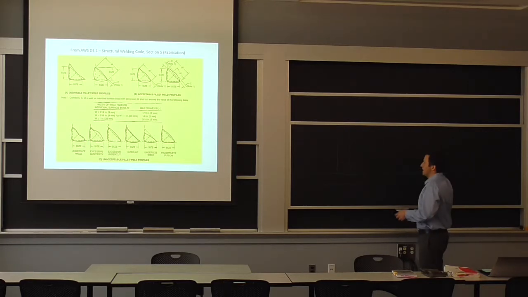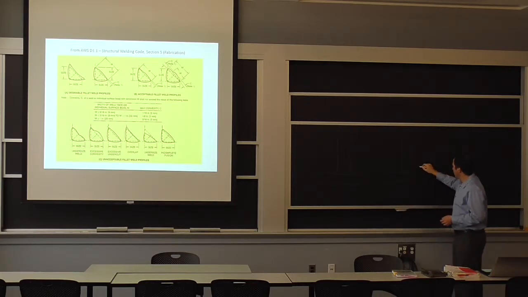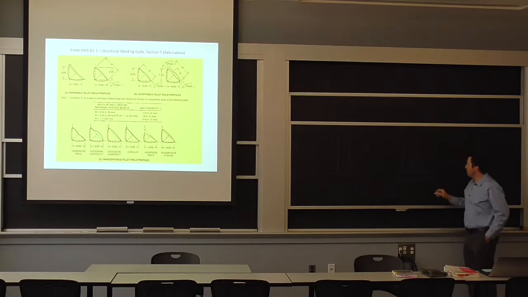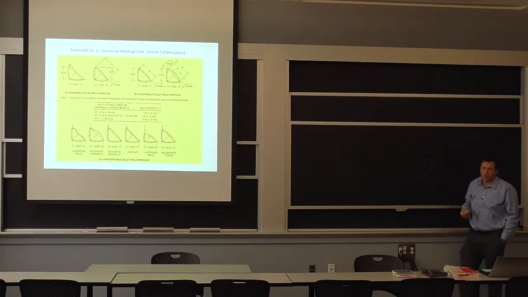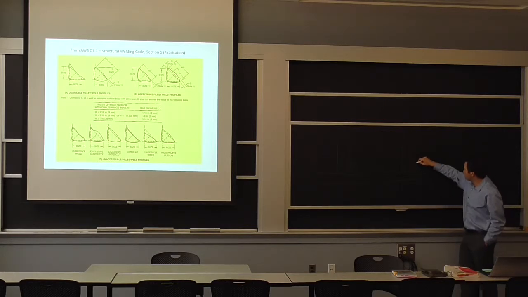So what the code says with this schematic here, this table, is it establishes a maximum and minimum convexity for that surface. You can have a concave weld, but if you do, a lot of times it's associated with undercut, so you're going to have less material here. And depending on the quality requirement you have, that may or may not be acceptable. So most welds have a certain convexity.